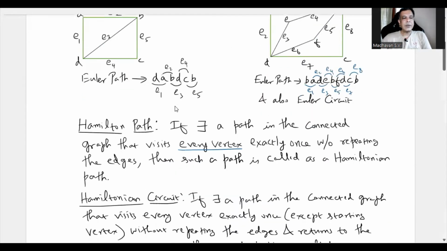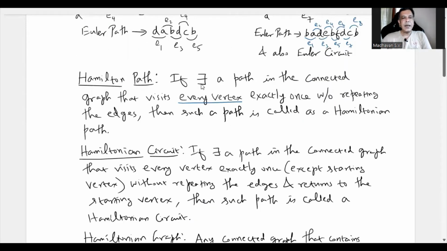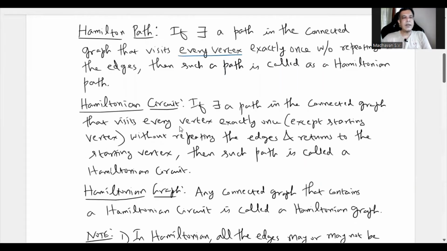Right. Next, Hamilton path. If there exists a path in the connected graph that visits every vertex exactly once without repeating the edges, then such a path is called a Hamiltonian path. Then we'll understand what is a Hamiltonian circuit. If there exists a path in the connected graph that visits every vertex exactly once, except the starting vertex, without repeating the edges and returns to the starting vertex, then such a path is called a Hamiltonian circuit.